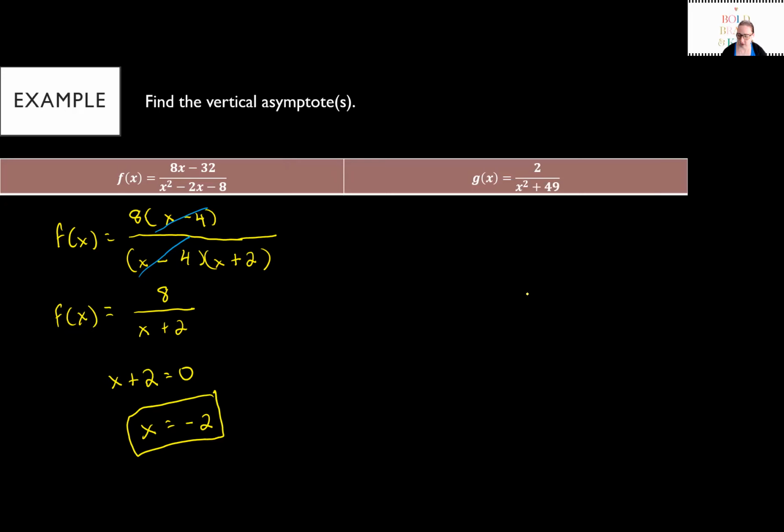So let's look at g of x here. We've got 2 over x squared plus 49. So there's nothing to factor out. So I can just set the denominator equal to 0. And so we have x squared plus 49 equals 0. And so we're going to solve for x squared. We can solve by taking square roots. So I'm going to subtract 49 from both sides.